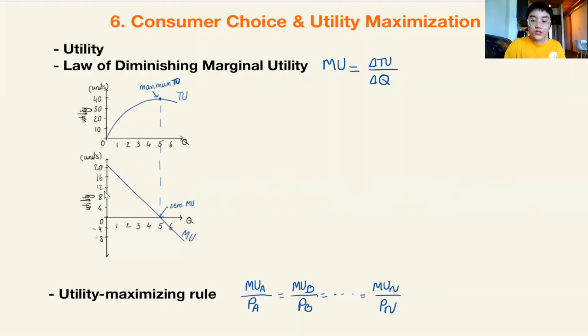In this chapter, you want to pay attention to two things for your final exam. The first one is how to use the law of diminishing marginal utility to explain the graph of total utility and marginal utility and vice versa. And two, how to use the utility maximizing rule to find the best combination of products that you are considering to buy given a certain amount of money.